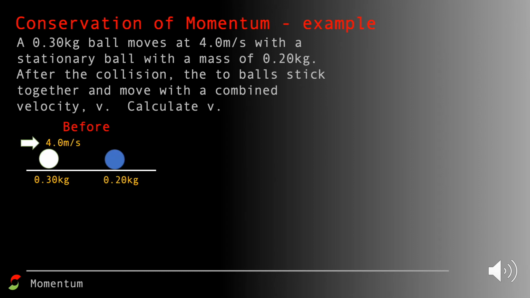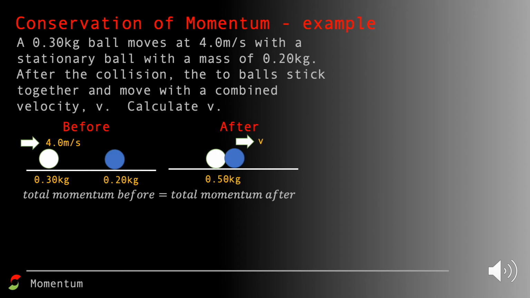And draw an after diagram. And this is what afterwards looks like. Now, personally, I'm a visual learner. I can ignore all of those words and look at those two diagrams and see exactly what's going on. So what we need to do there is apply the law of conservation of momentum.